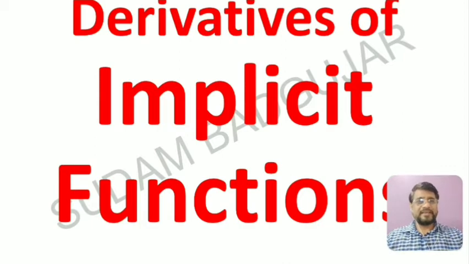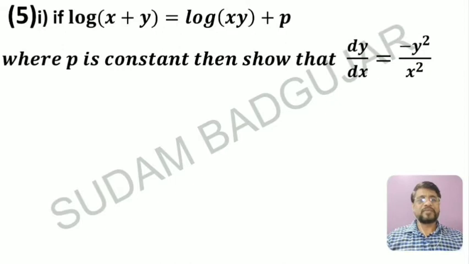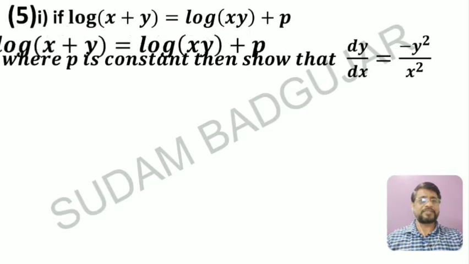Today we are going to discuss derivatives of implicit function, part 3. Now question number 5, sub question 1 from your textbook. If log of (x plus y) is equal to log of (x into y) plus p, where p is a constant number, then show that dy by dx is equal to minus y square upon x square.